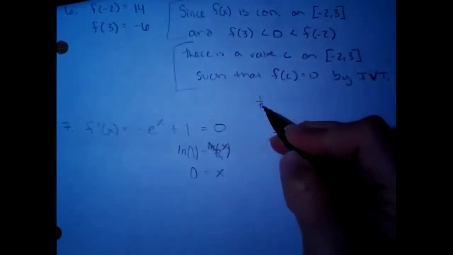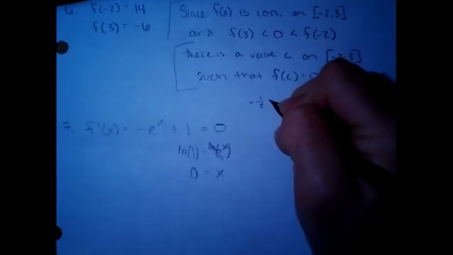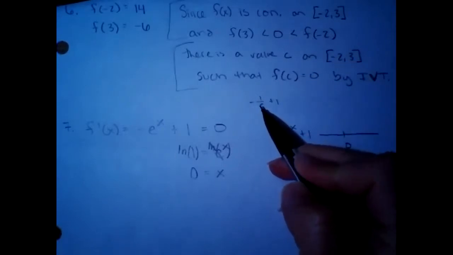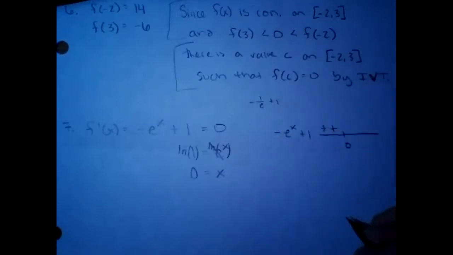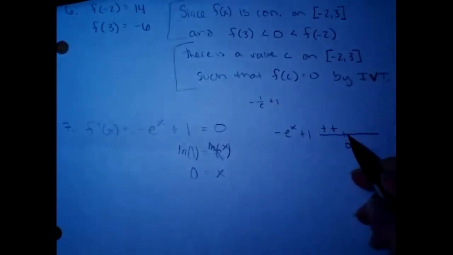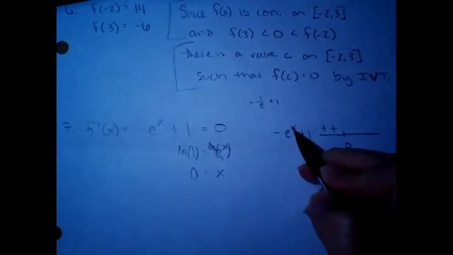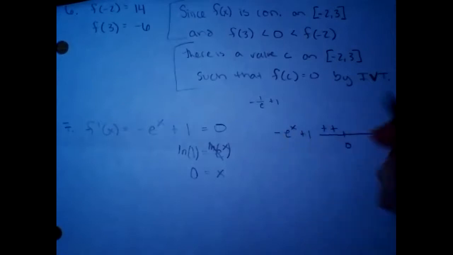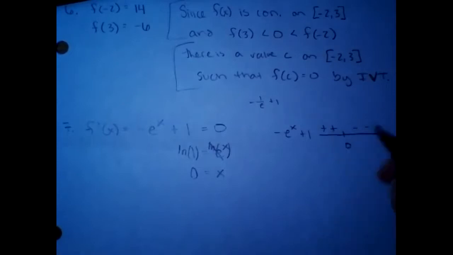So that's going to be some fraction. We're going to make it negative, and then we're going to add 1. So this is a really teensy tiny number, like a decimal. Again, I don't know exactly what it is, but if I add 1, that's going to end up being positive. And if I pick a number bigger than 0, like 1, e to the first is about 2.7. If I make that negative, it's -2.7 plus 1, that's going to be negative. So we have a change from positive to negative, and that means relative max.